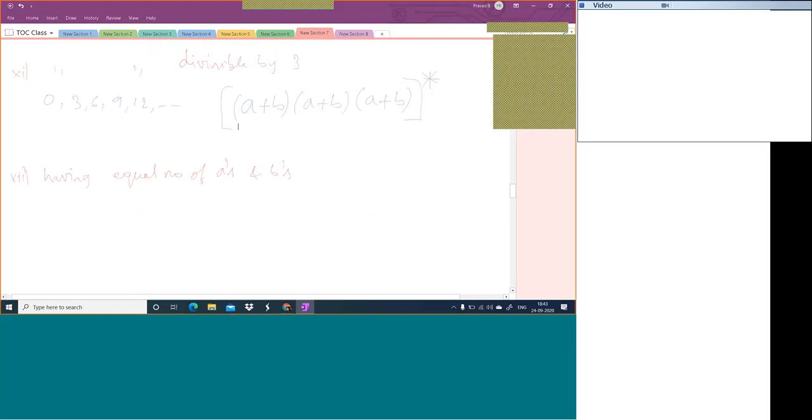Having equal number of A's and B's. Having equal number of A's and B's. Guys, tell me the answer for this. Samiksha, Teja, Satik, Jayanti. Anybody? Please. Himanshu. The expression for the strings having equal number of A's and B's.